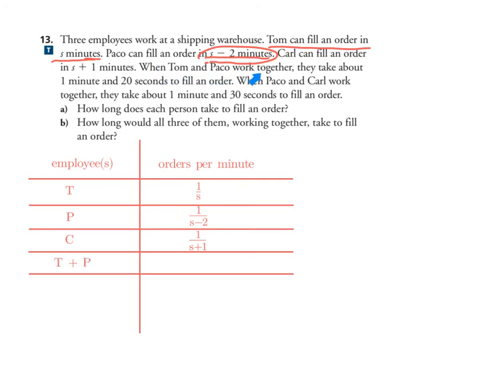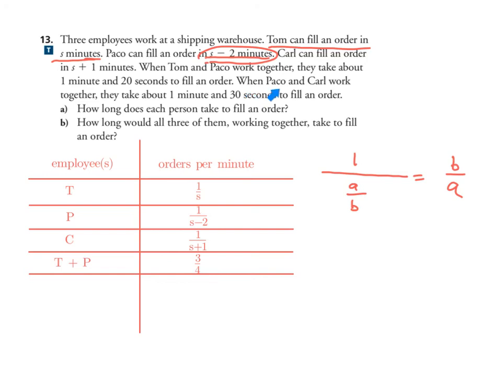When Tom and Paco work together, they can take about 1 minute and 20 seconds to fill an order. So let's just call that 1 and 1/3, so 1.3333 minutes to fill an order. A better way to write that is 4/3. And so how many orders can they do per minute if it takes them 4/3 of a minute to fill an order? Well, it's going to be 1 over 4/3, which is 3/4. Whenever you do 1 over a fraction, it just gives you the reciprocal of the fraction.